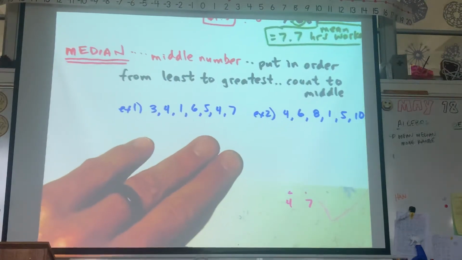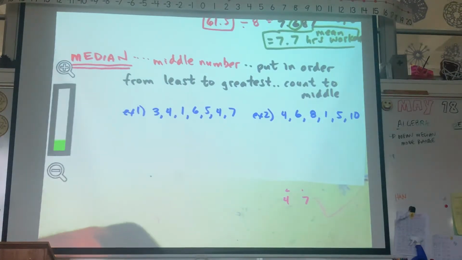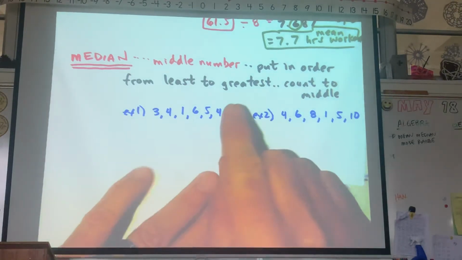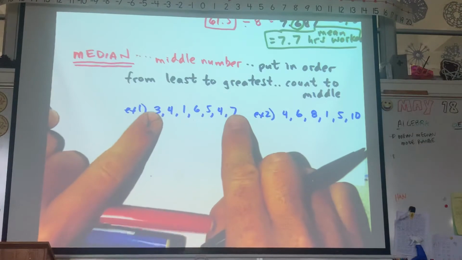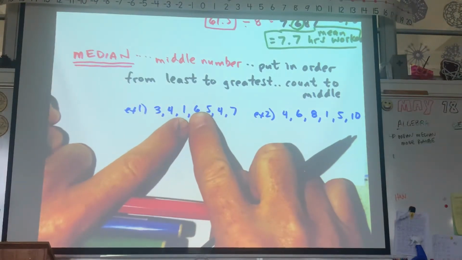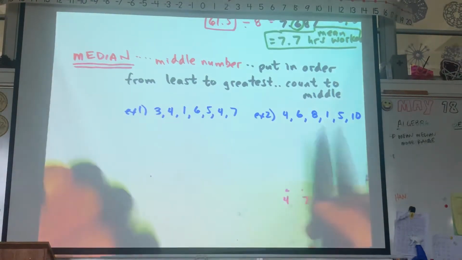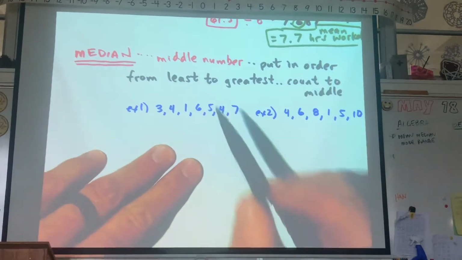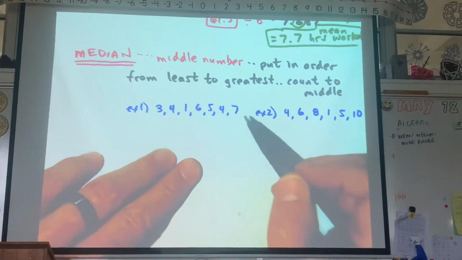Okay, if you are a person who doesn't like to listen to me when I'm teaching, you will just go, oh, I got this. Simple. The middle number is 6. Okay? No, you have to put it in order from least to greatest, and here's how you do that. You take your pencil and you cross them out as you go.